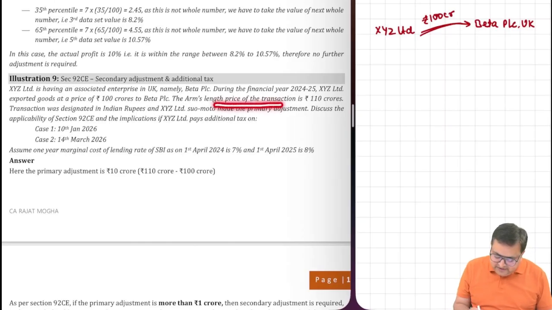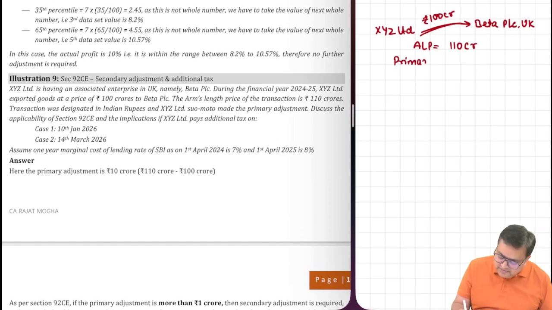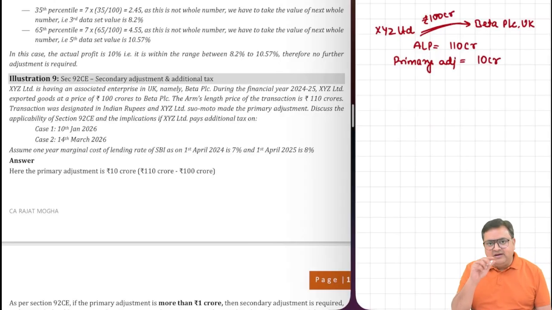The arm's length price of this transaction is 110 crores. So please tell me, what is the primary adjustment? The primary adjustment will become how much? 10 crores. The excess money would be 10 crores, more than 1 crore, so secondary adjustment is also required. The transaction was denominated in Indian rupees. Foreign currency or Indian currency? Indian currency. It means SBI rate plus 3.25%.